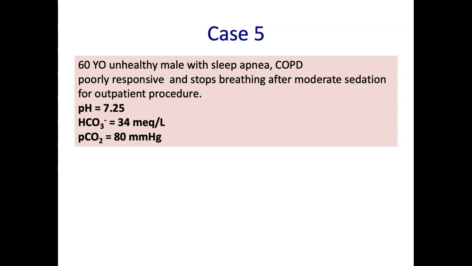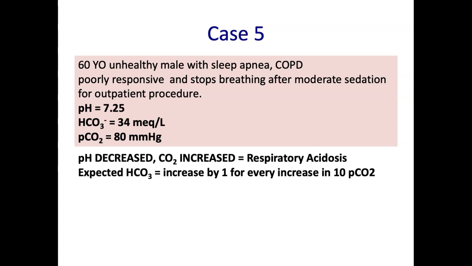All right, so pH is low, bicarb's high, PCO2 high. Which one at least matches the best for the primary disorder? Well, with a low pH and a high CO2, there's at least a respiratory acidosis happening, right? He's retaining too much CO2. Okay, now let's do the math. Remember, we have the table for acute respiratory acidosis. The expected bicarb should go up by 1 for every increase in the PCO2 by 10.